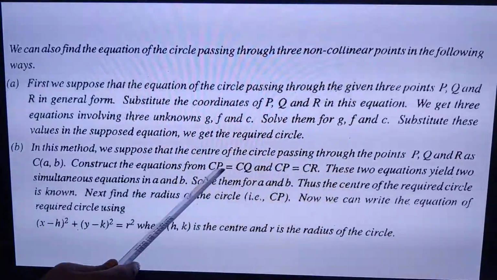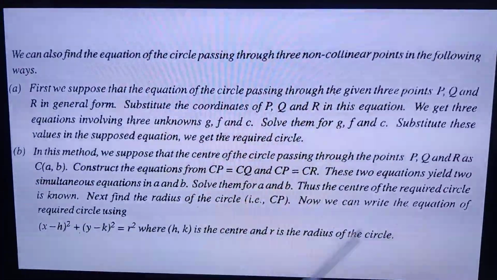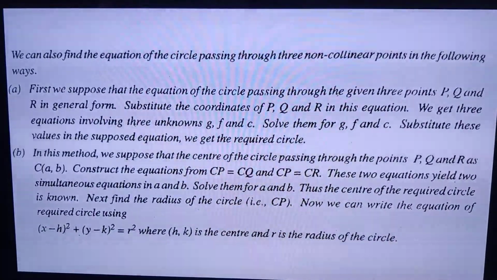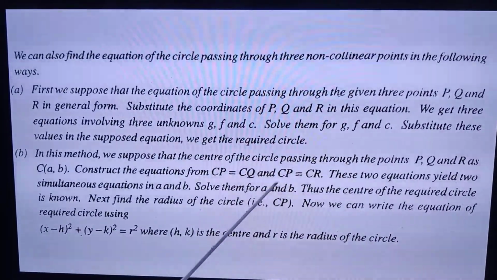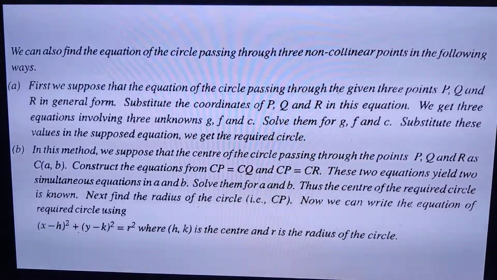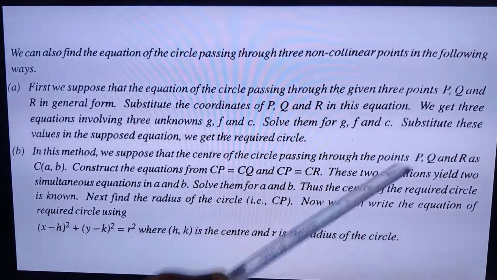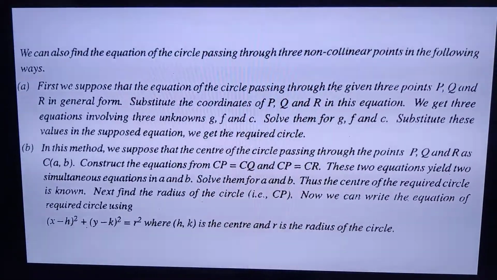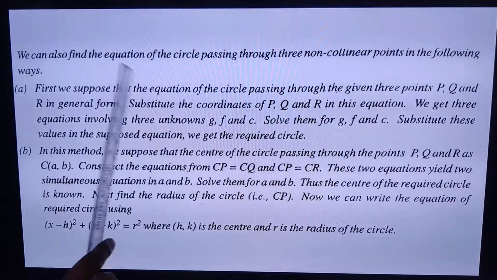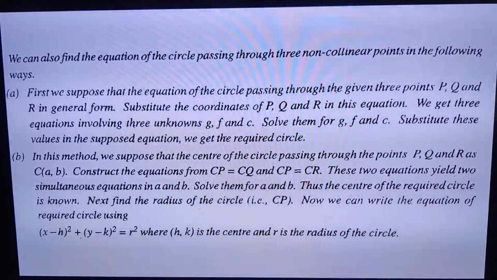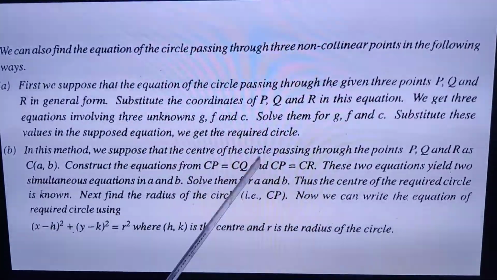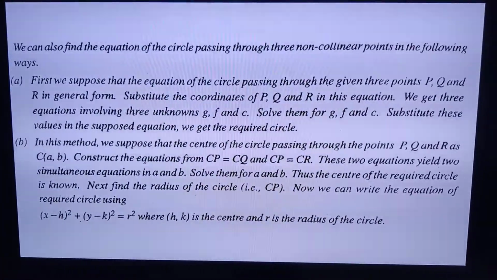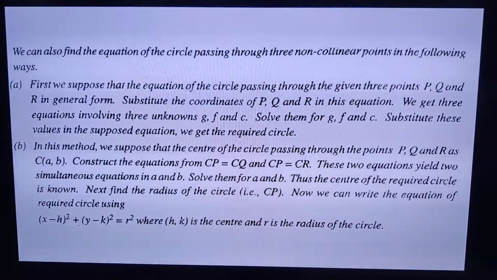I divide it as CP is equal to CQ and CP is equal to CR. If you take CP is equal to CQ, we get one equation, and CP is equal to CR, we get another equation. We can also equate CQ is equal to CR. We get 2 simultaneous equations in a and b. We can solve this and we get the values of a and b. Thus the center of the required circle is C(a, b).